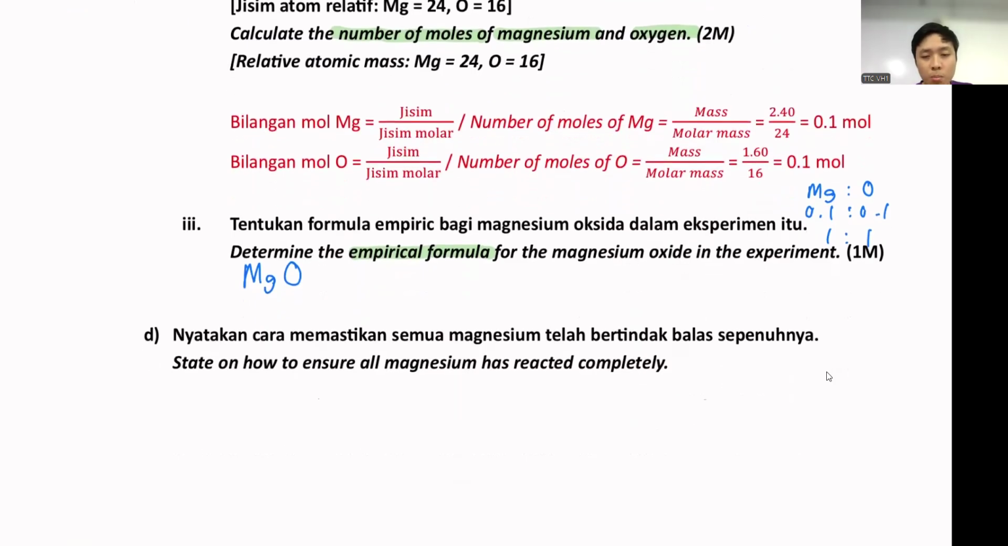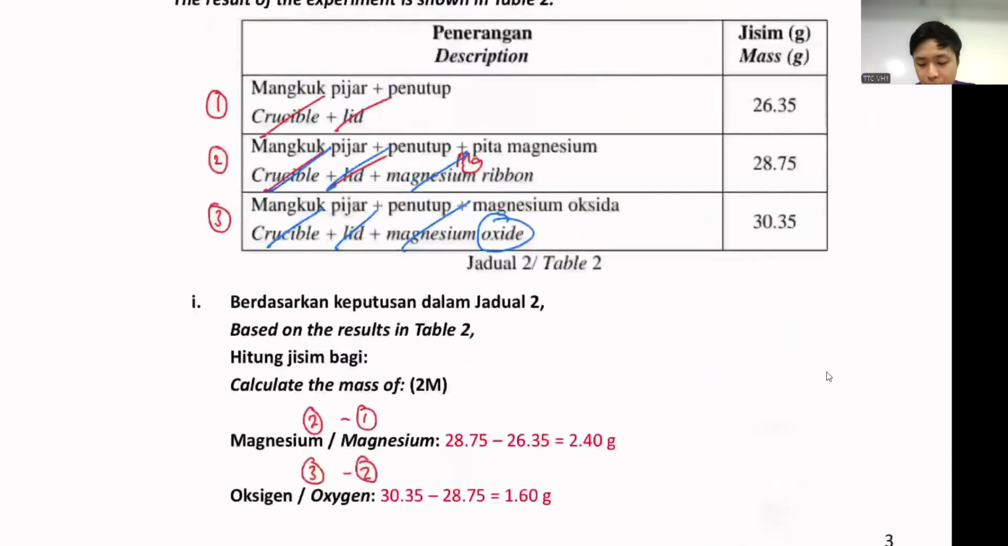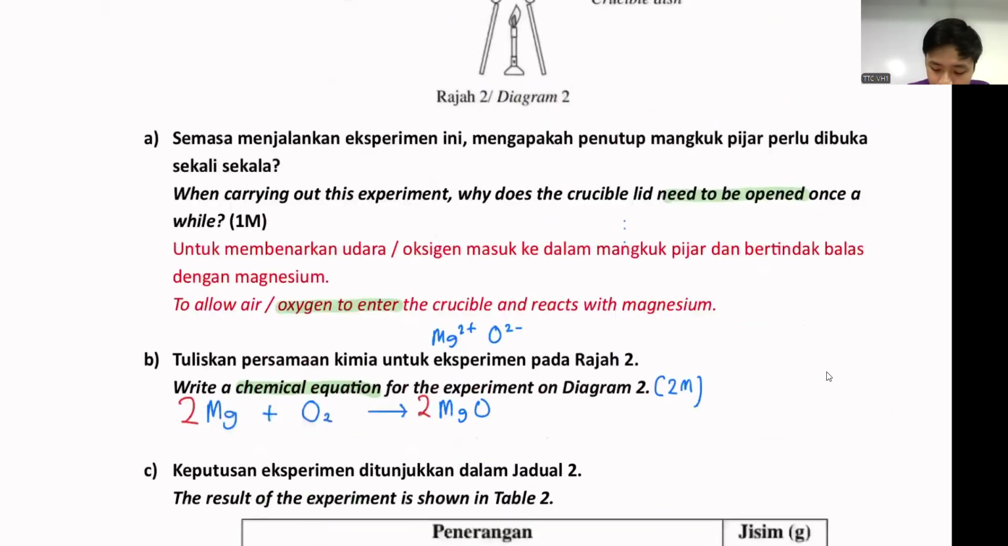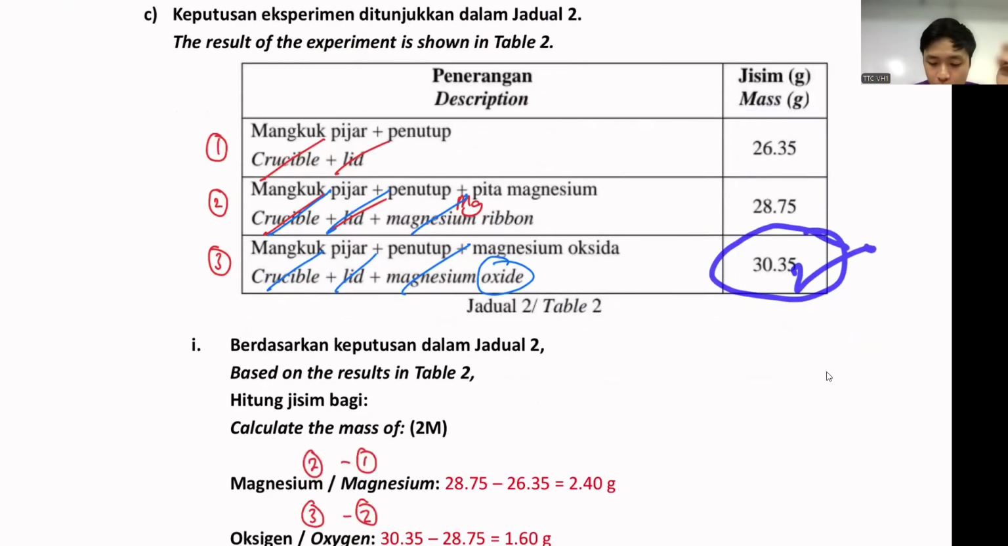How do we ensure all magnesium has reacted completely? This one, I tell you now, actually after burning, you have to check. This one is on my side. You see, 26.35, 28.75, 30.35. The third one is after you finish burning, then you measure the mass. You will get 30.35. Now, it's not that you can straight away stop. You have to make sure you measure again. You have to heat again. Okay, you have to repeat again.